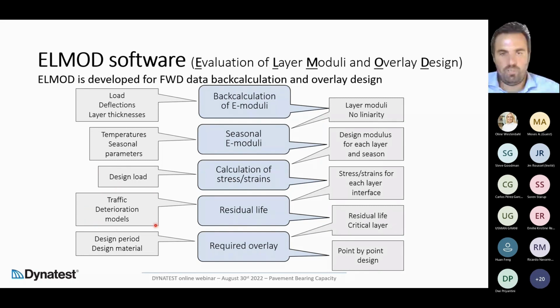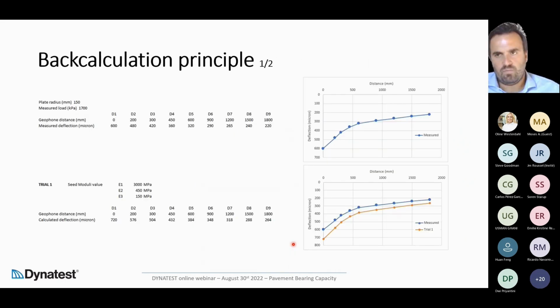If we know the performance criteria or the deterioration model, we are able to calculate the residual life. And based on the residual life, specifying the design period and the design material, we are able to calculate the required overlay. In this case, we have a point-by-point design. What are the principles of backcalculation?